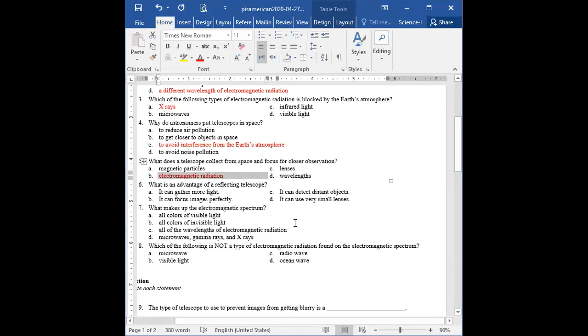So question number 6. What is an advantage of a reflecting telescope? One more time. What makes the reflecting telescope better? Here we just say what makes it better. It can gather more light. So actually, the problem is not about gathering more light. A lens could gather a lot of light, but unfortunately, once this light is gathered, it will not be that clear. So here we said that it can focus the image perfectly.